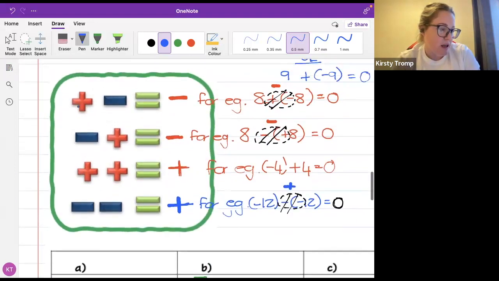So we said positive times by a negative gives me a negative. A negative times by a positive gives me a negative. A positive times by a positive is a positive. And a negative times a negative is a positive. Same as at school. Exactly the same. Yes, ma'am. Okay, promise, not different, I promise.